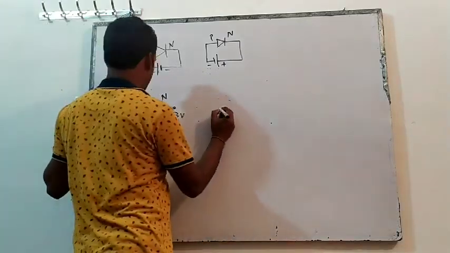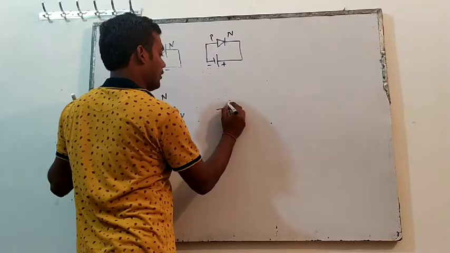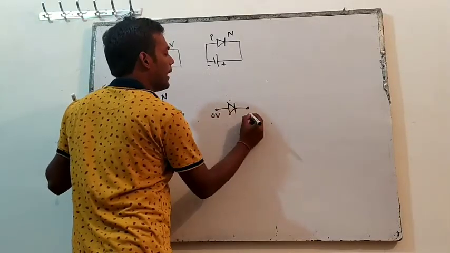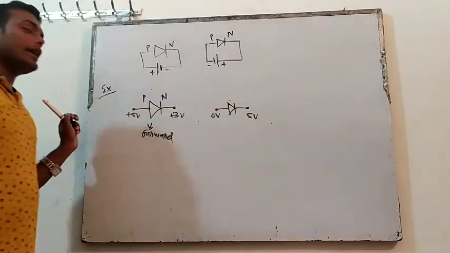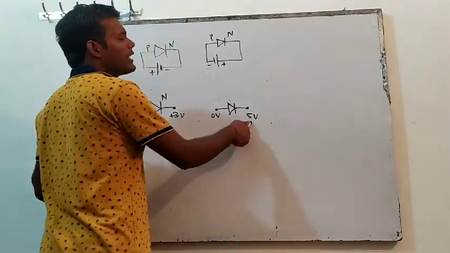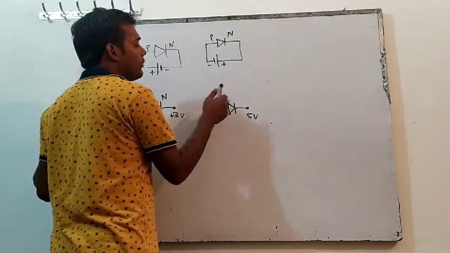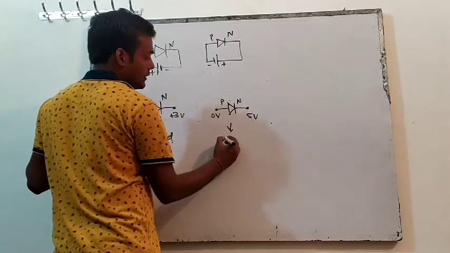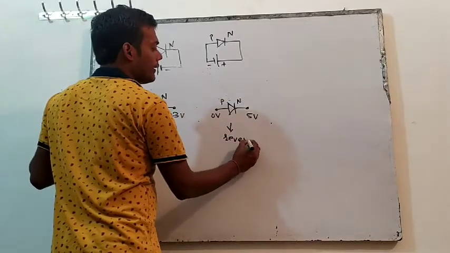For example, suppose this is 0 volt, this is 5 volt. Which biasing, forward or reverse? 0 volt is low voltage, 5 volt is high voltage. Low voltage is connected with P and high voltage is connected with N. So this is reverse.